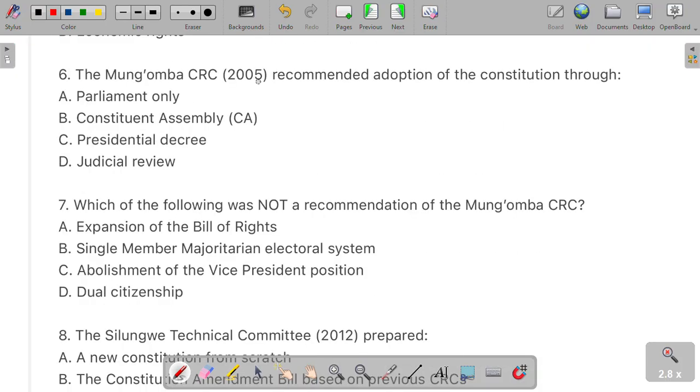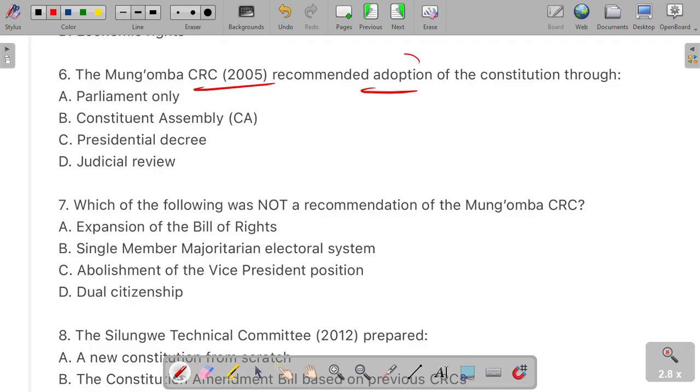Continue. Question 6. The Mungomba CRC of 2005 recommended adoption of the Constitution through, is it A, Parliament only; B, Constitutional Assembly; C, presidential decree; D, judicial review? What is our correct answer? The Mungomba CRC of 2005 recommended adoption of the constitution through what?